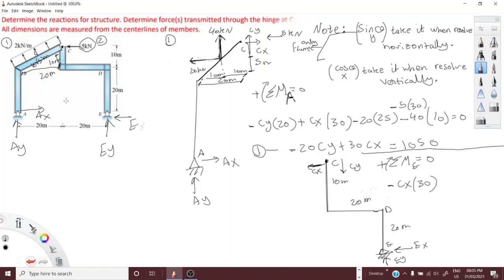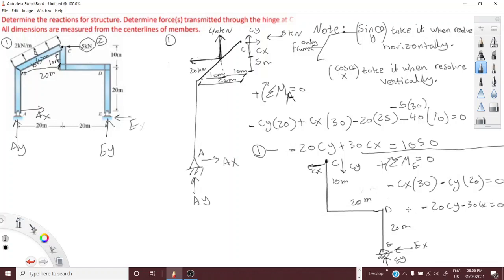Remember this force is downward. You need to find its perpendicular, which is 20 meter. This force is downward, going also counterclockwise, Cy times 20 meter, and it's equal to 0. So minus 20 Cy minus 30 Cx equal to 0.